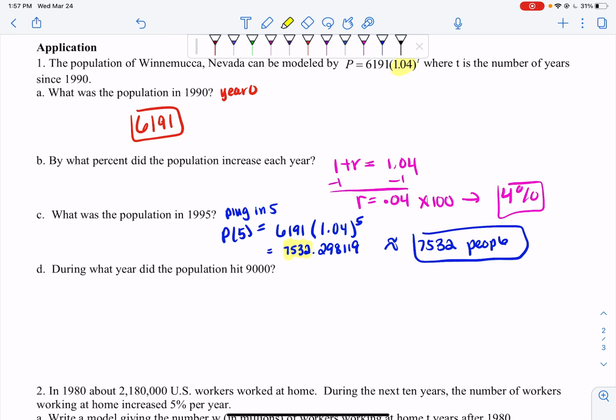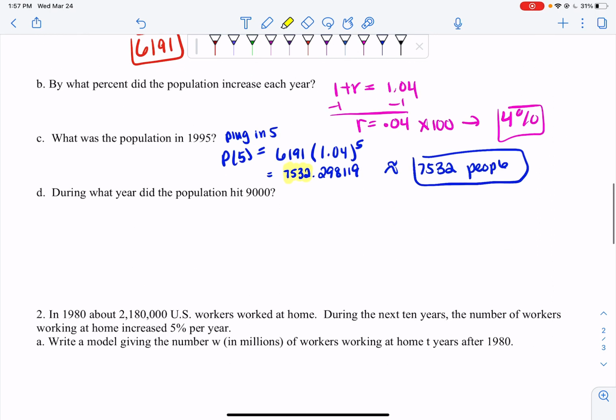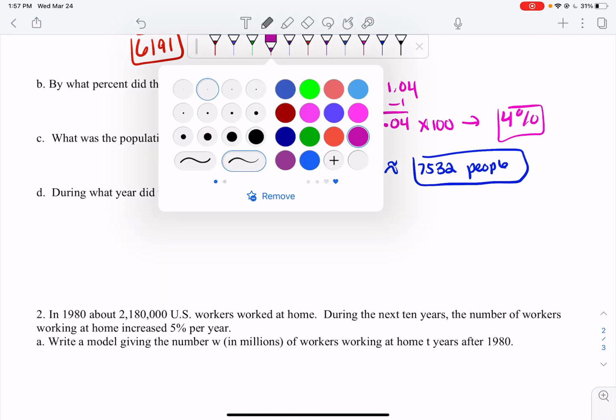Okay. Now, D, during what year did the population hit 9,000? So I don't know what the year is, so I want to find out that time. So I'm basically setting my function equal to 9,000. So my equation would look like this, and I'm going to show you how to do it.